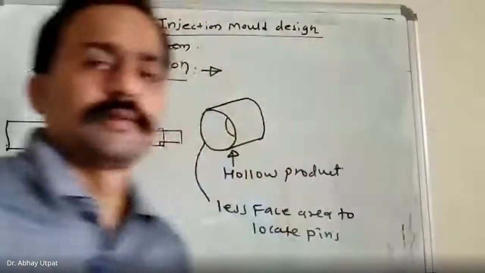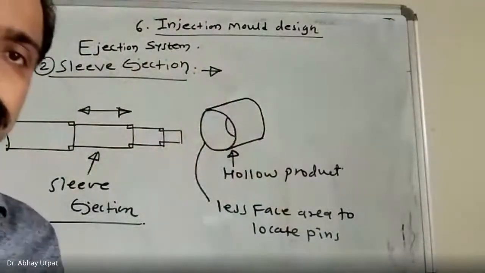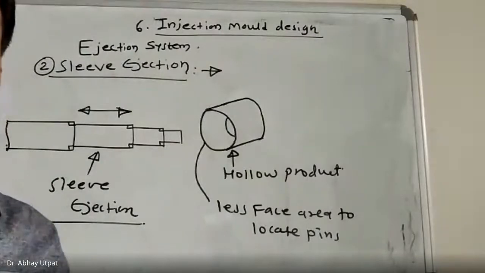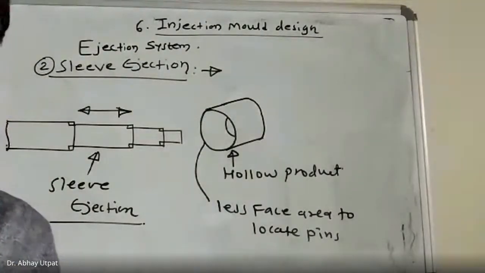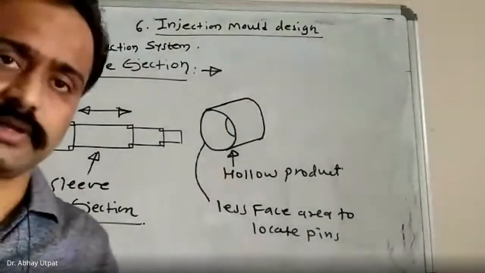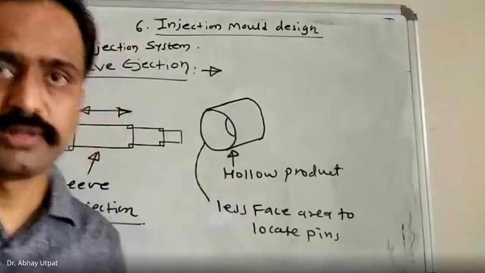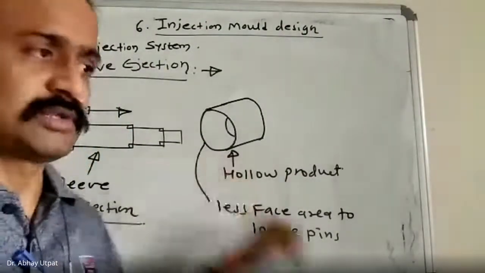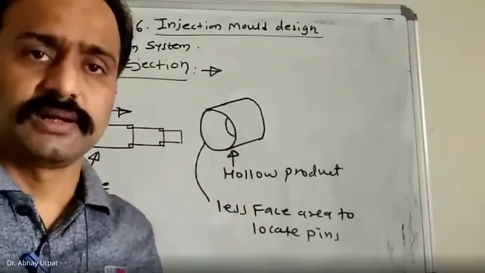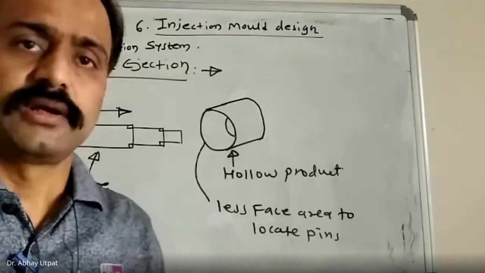So this is unit number 6, injection mold design. Whatever part we have covered today, here we are going to stop, and the remaining types of ejection mechanism and other systems will be covered in the next class. Okay, we will stop here.